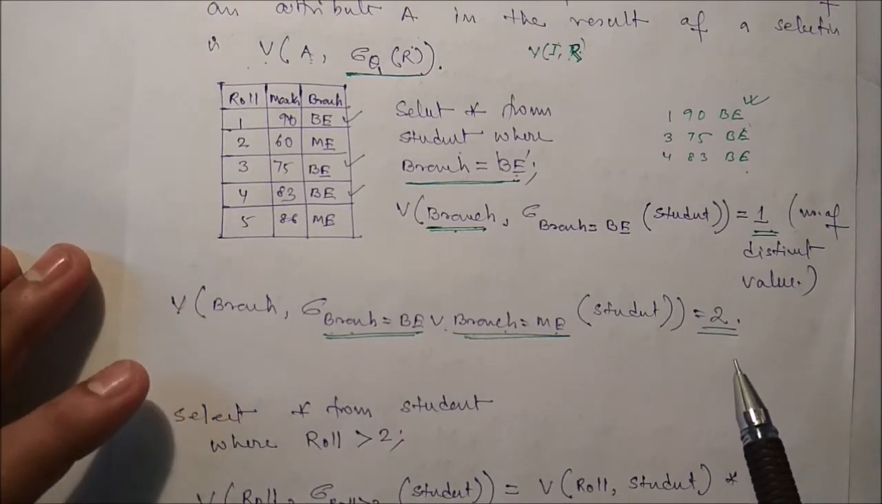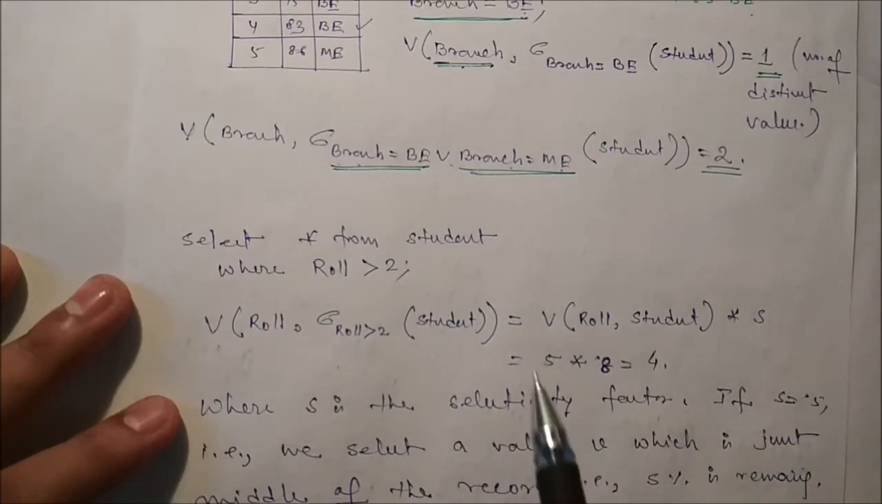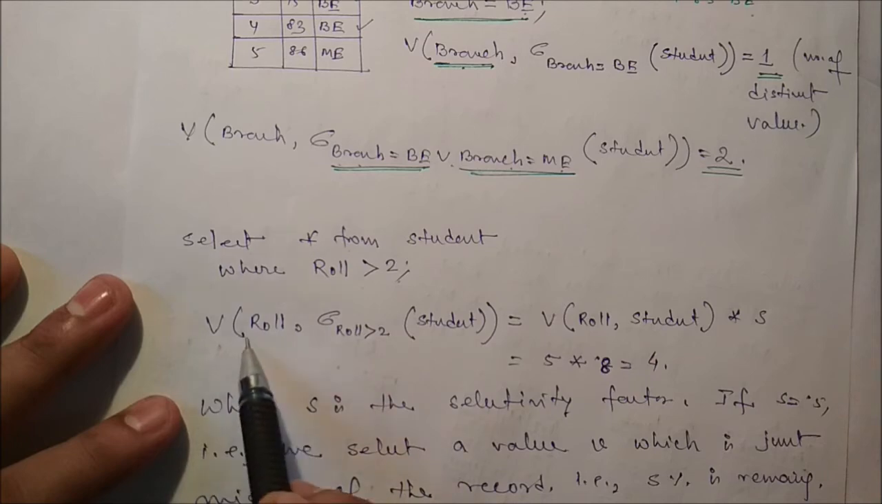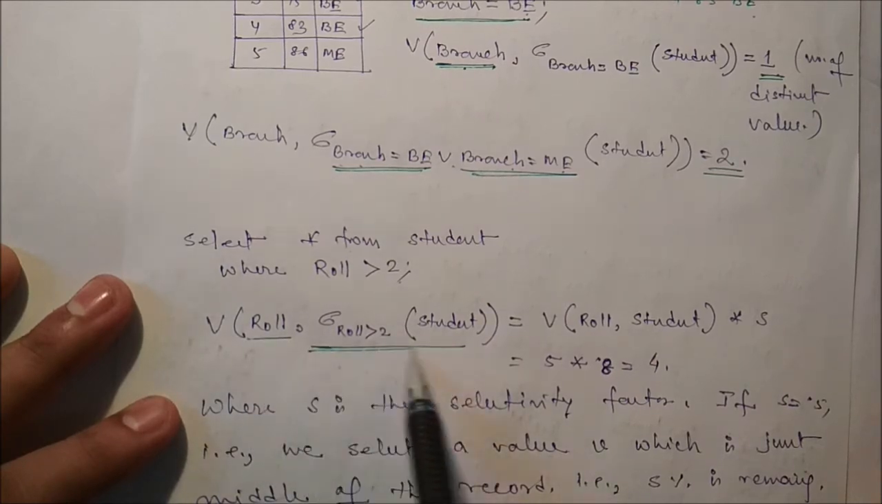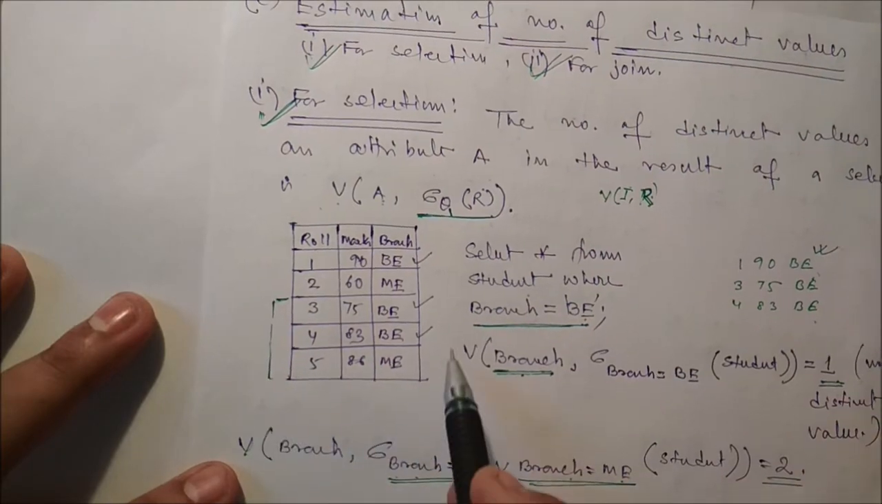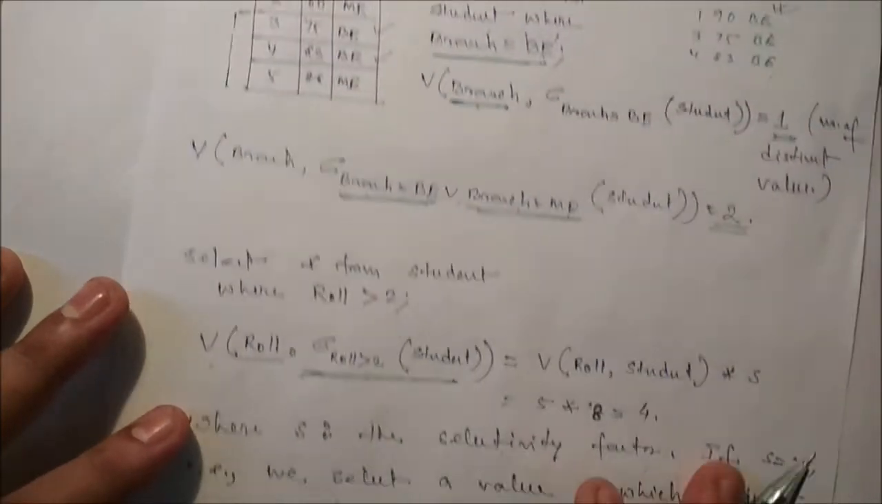It is a natural. Now, if it is the case, select the asterisk from student where roll number greater than 2. So roll number is there and roll number greater than 2. So it will return, roll number greater than 2 means what? It will return only this particular part of this particular table. Okay. So 3 records are there.